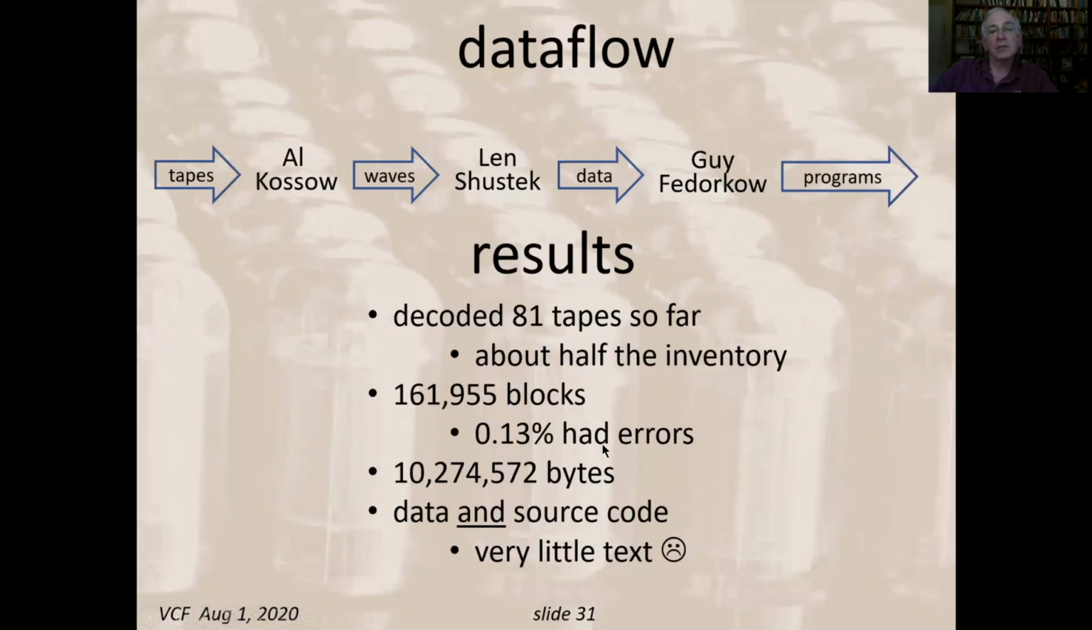The results so far: we have decoded about half the inventory, about 81 tapes, 162,000 data blocks, and only 0.13% of them had errors that we were not able to recover. So we've recovered about 10 megabytes of original Whirlwind data. There is both data and source code in there. I was hoping to see text, early email, the beginnings of the great American novel. But unfortunately, there is a little bit of text, but very little. As Guy points out, the data was so limited that people would not waste it on storing text.